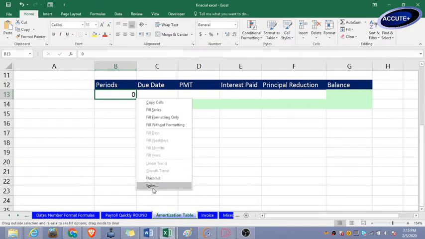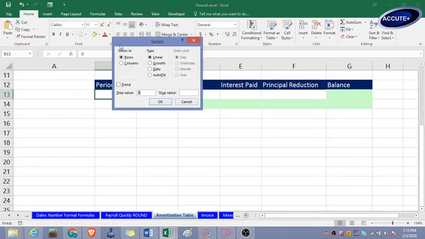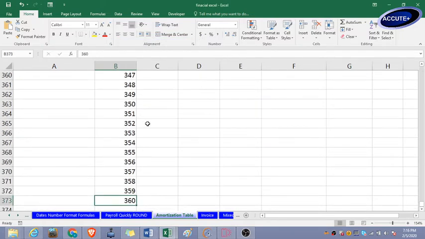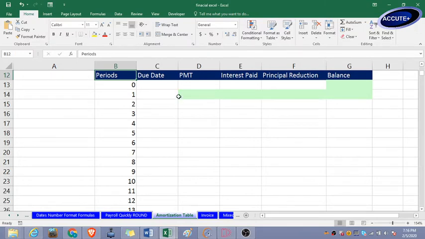Then you can select Series, then you can state that it's going to be in a column, step 1, and you want 360 numbers there. Then you can say okay, then it will list down. So Control Down Arrow, you see that's how it goes back up there.